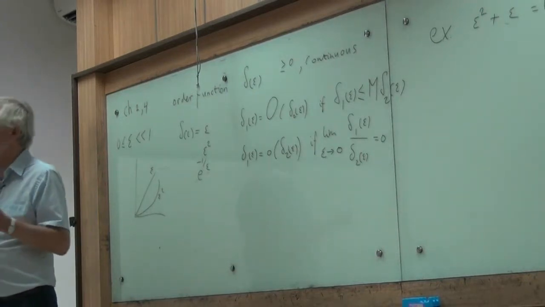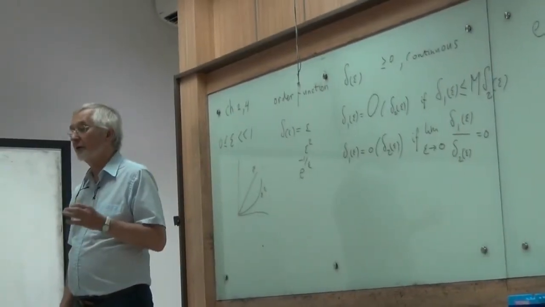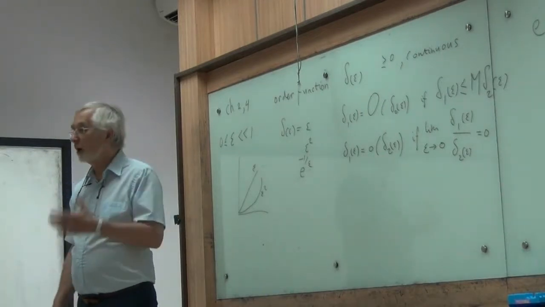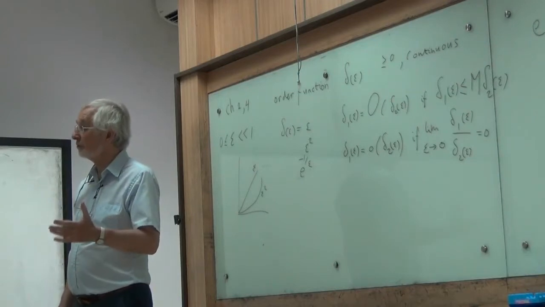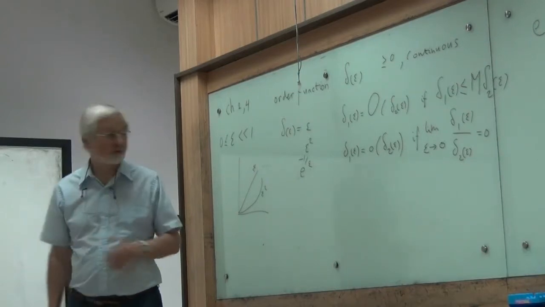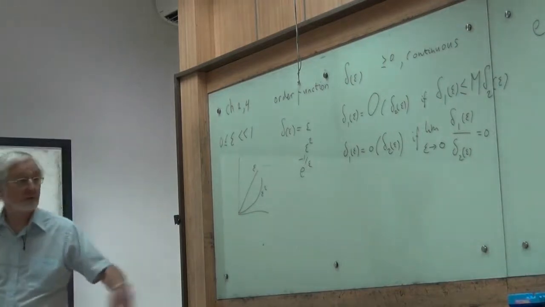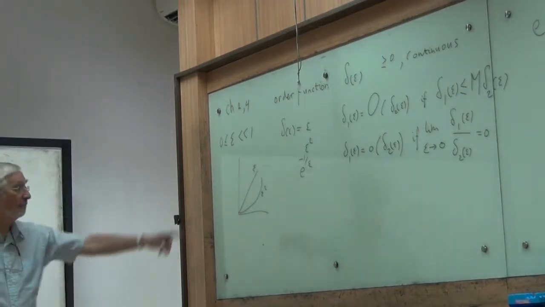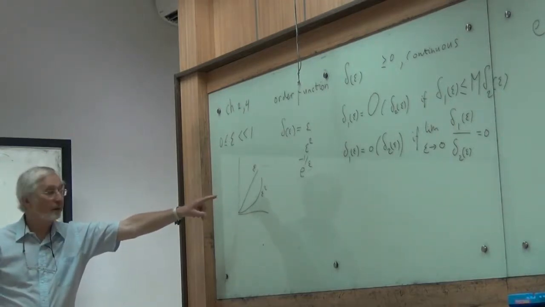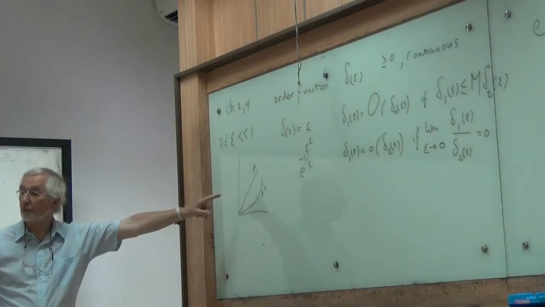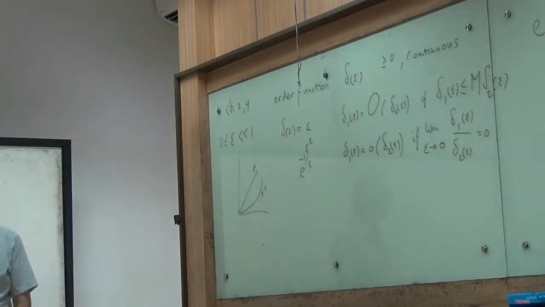So think a little bit about it. It looks very trivial, but think about it. It means, in words, that delta 1 goes faster to zero with epsilon than delta 2. It goes faster. And that is demonstrated, for instance, in this picture. Epsilon squared is small o of epsilon. It goes faster to zero than epsilon. Right? So that gives you two ways of comparing all of them. Two ways.